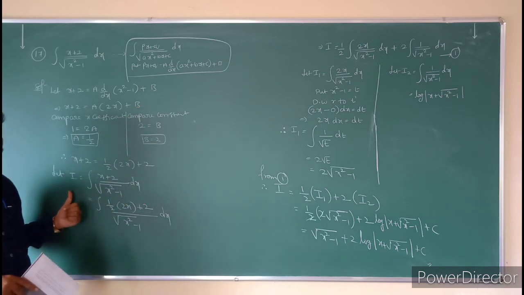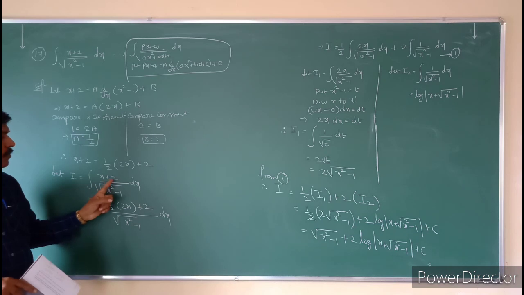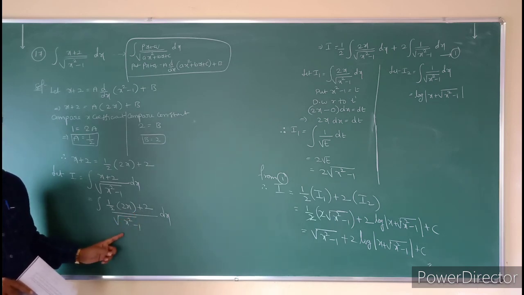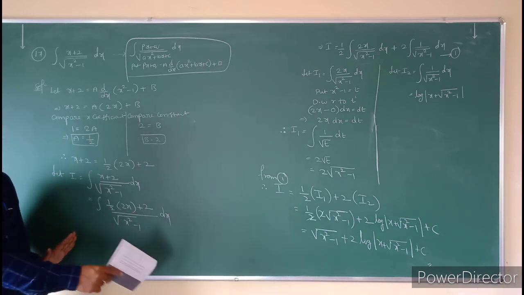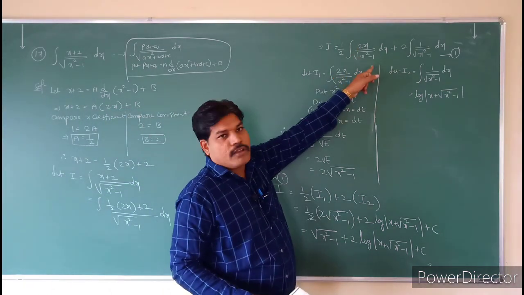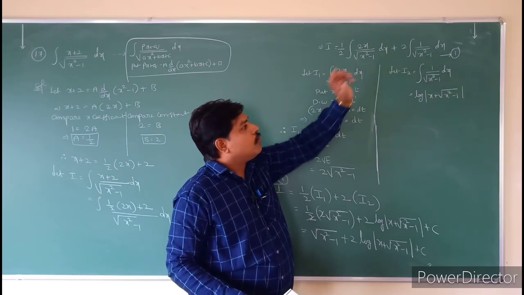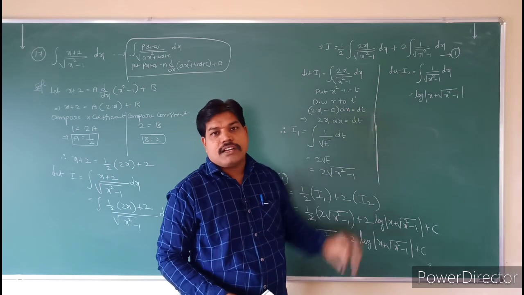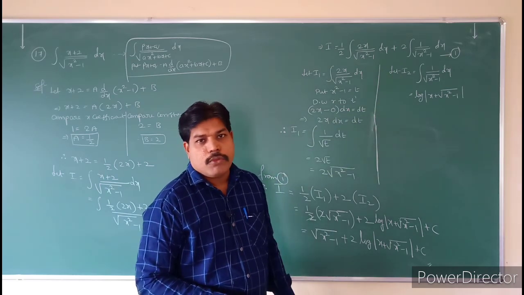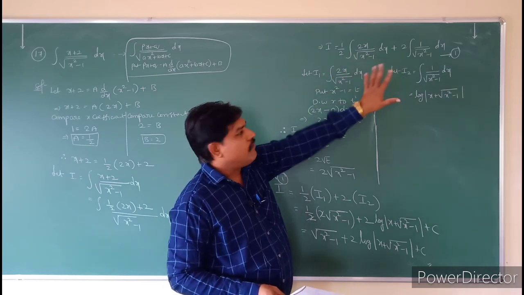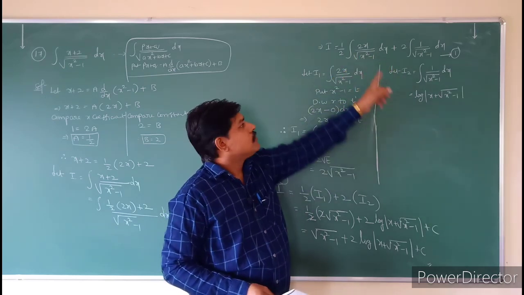So take I is equal to integral of x plus 2 by root of x square minus 1 into dx. X plus 2 can be written as 1 by 2 into 2x plus 2 by root of x square minus 1 into dx. Separate the terms. So 1 by 2 into 2x by root of x square minus 1 into dx plus 2 into integral of 1 by root of x square minus 1 into dx. Take that as equation number 1. So in this integral, two terms are there. I will calculate the two terms separately. So take this one first.